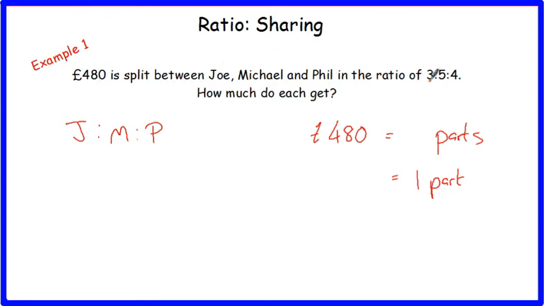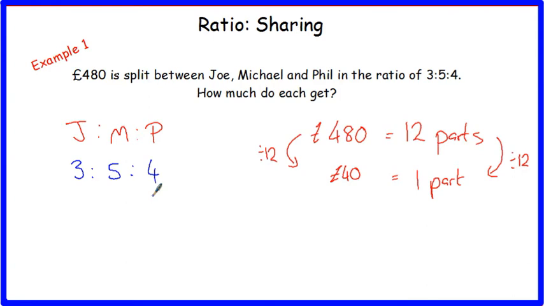So what I'm going to do is I'm going to add these together. 3 and 5 is 8, add 4 is 12 parts. So one part will be divided by 12. So if I divide that by 12, I don't need a calculator to tell me that that is going to be 40. So each part is going to be 40. Well, Joe is 3, Michael 5 and Phil 4.